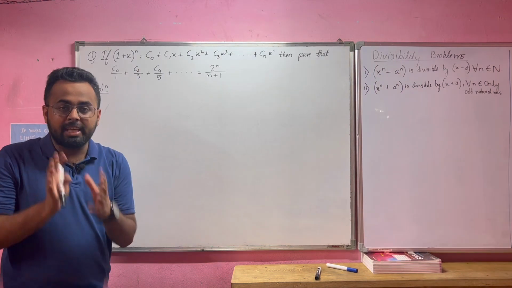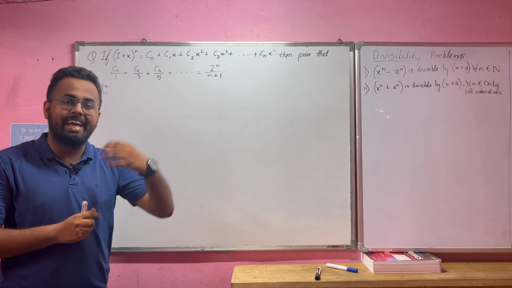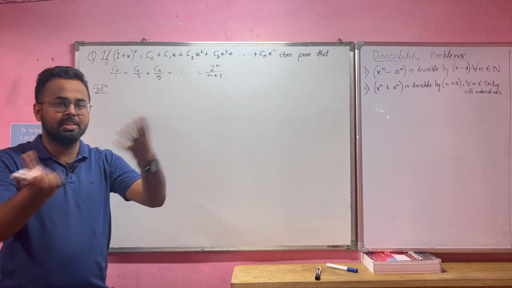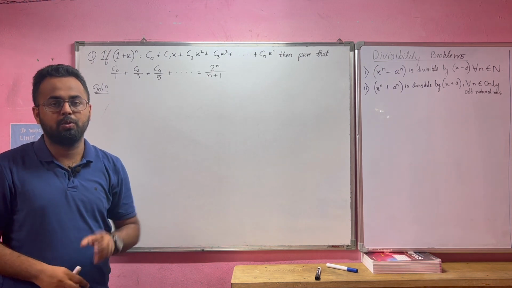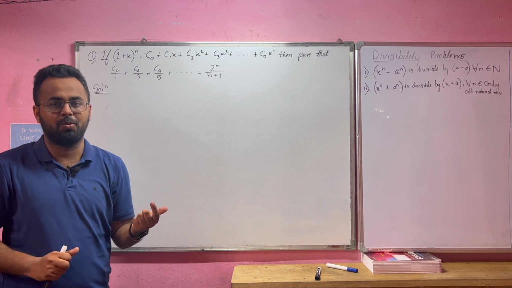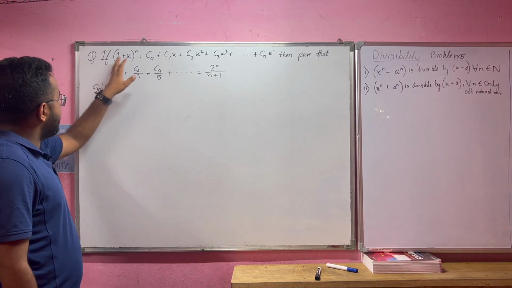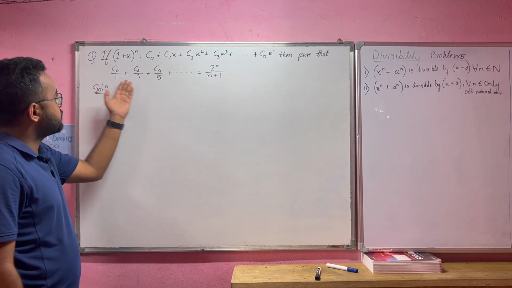Okay. The next question establishes the connection between binomial and integral calculus. How does everything come in everywhere? You should know each and everything in mathematics thoroughly so that you can use them whenever required. As usual, this is given. I must prove this one.